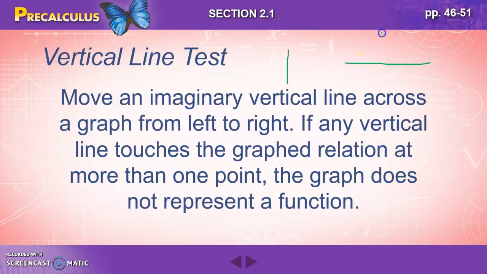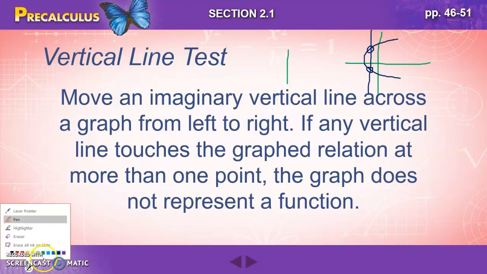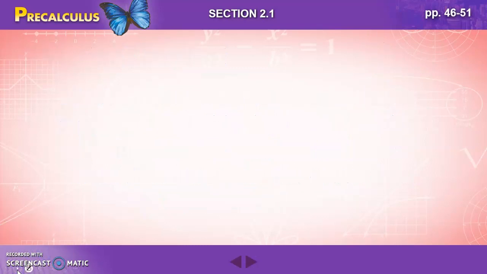So let's say you saw a graph. Let me switch colors here. There's our Cartesian plane, and you saw something that looks like this. As we move a vertical line going across, we see that it would touch the graph at 2 points. That tells us that this blue sideways C-looking graph is not a function because a vertical line touches it at more than one place.